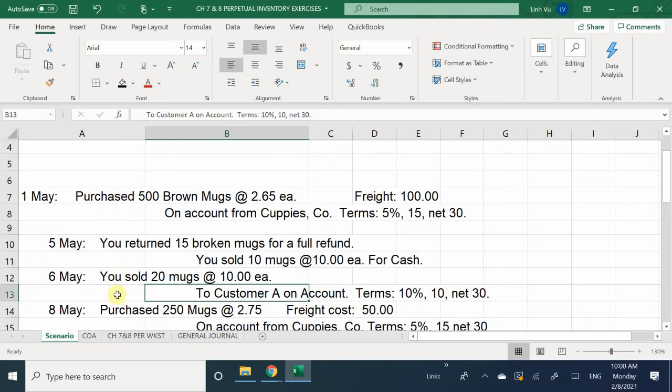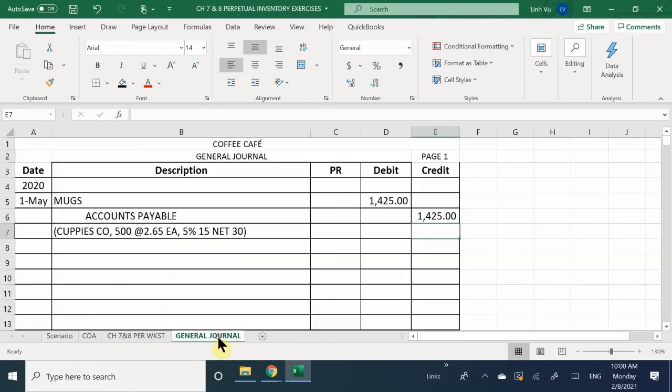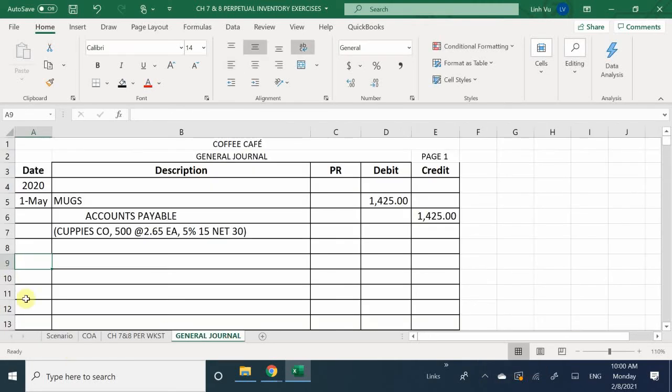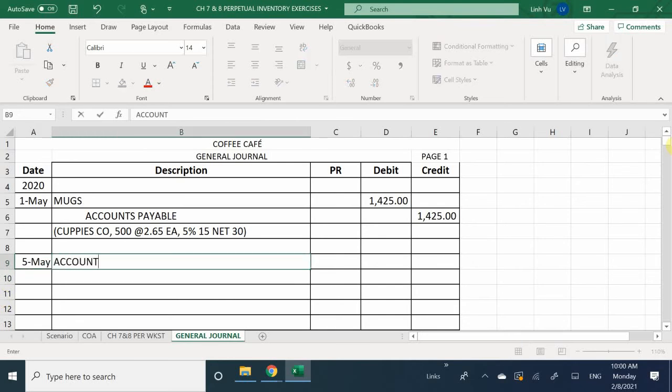Accounts payable. Okay, so we're going to journalize that because we're decreasing our inventory. On what date was this? May 5th, right? We're going to reduce the amount that we owe because we're getting a full refund. We haven't paid them yet, so therefore we're just going to reduce our liabilities.